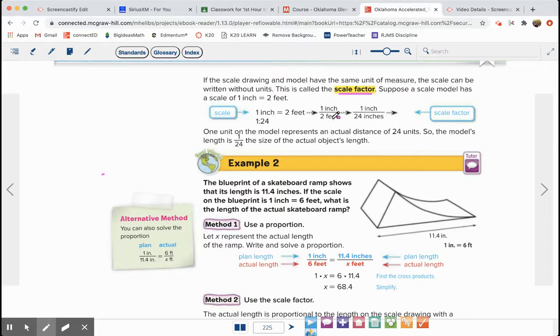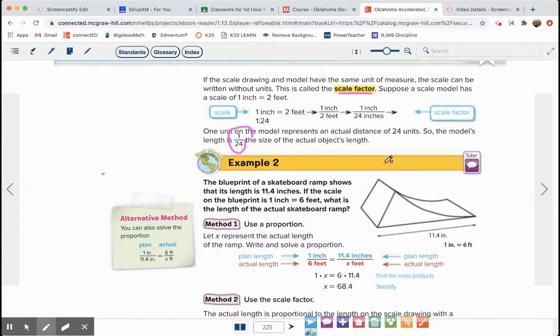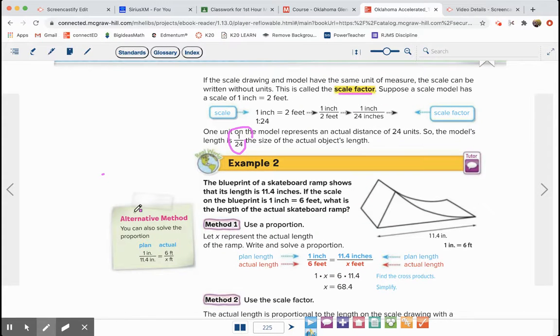So if we have 2 feet here, that would be 2 times 12 inches, which is 24 inches. So 1 inch over 24 inches is now a scale factor where we could just say it represents an actual distance of 24 units, or it is 1/24 the size of the actual object. You no longer have to say inches if they're both in the same thing. Okay, we're not always going to be dealing with scale factor.